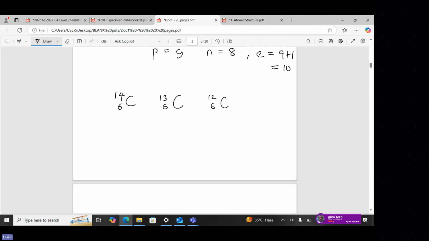Why do we say they are all carbon? What makes them carbon? They have the same number of protons. Why can't you call it nitrogen? What makes an element? Why do you call that element carbon? Because it has 6 protons. Anything that has 6 protons is carbon. Do you get it now? Proton is what identifies. Proton is like your fingerprint.